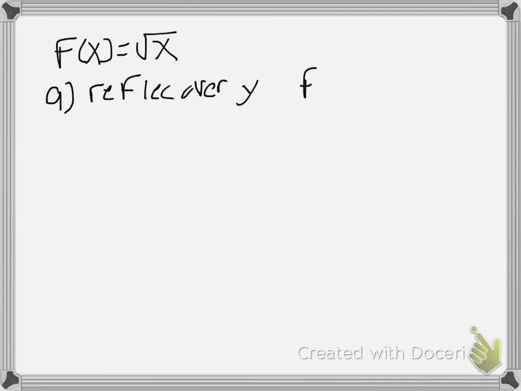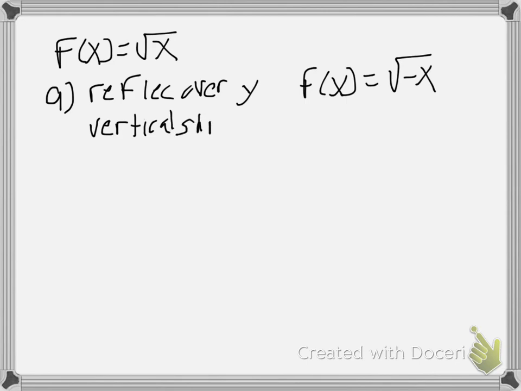So to start off with, the reflection over the y-axis gives me f of x equals the square root of negative x. Remember, if it was over the x-axis, it'd be on the outside. Okay. Now we have a vertical shrink by a factor of 5. So the vertical shrink happens outside of the function. So we have f of x. Now if it's a shrink by a factor of 5, that means it is 1/5 how big it was. So it's 1/5 the square root of negative x.